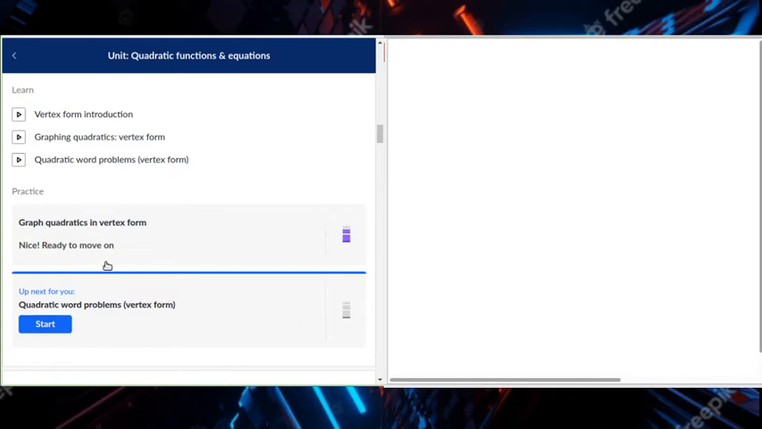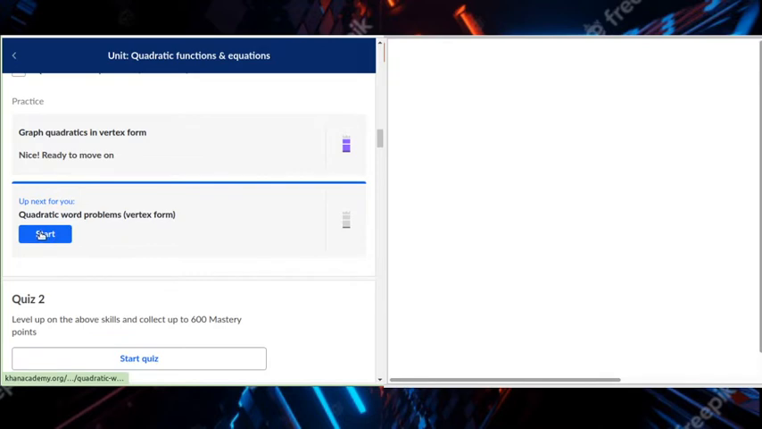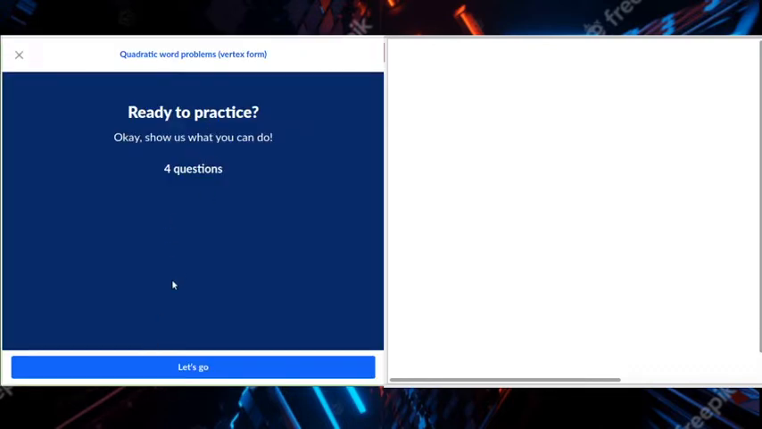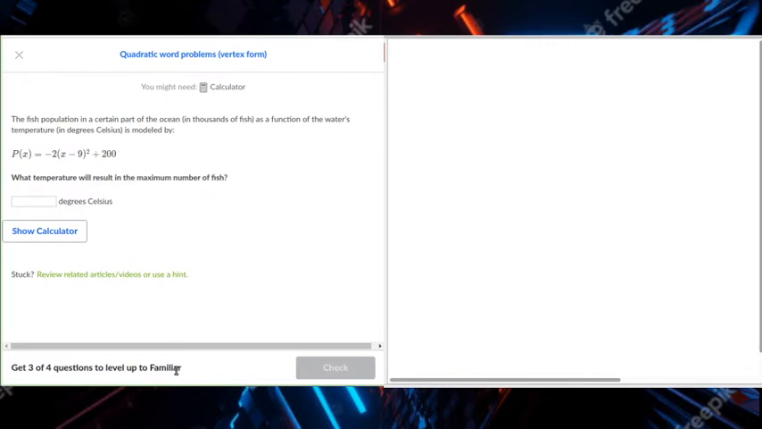Okay, so we've done graphing quadratics in vertex form. We're going to do quadratic word problems with vertex form. When we're doing word problems, I like to tell my students we need to think about what a parabola looks like. And I tell them there are really only 4 kinds of questions.